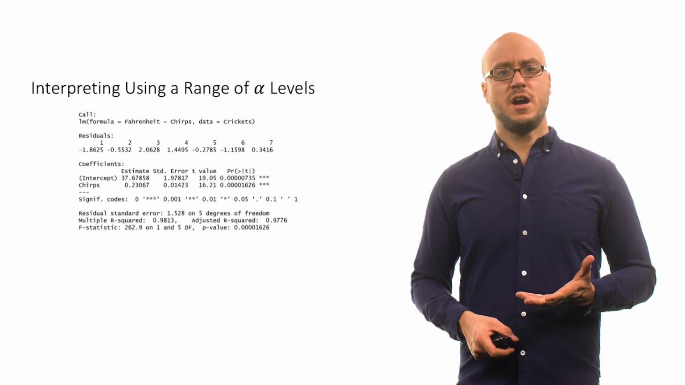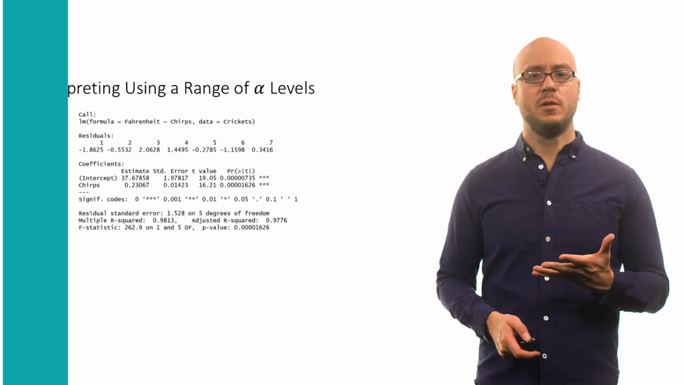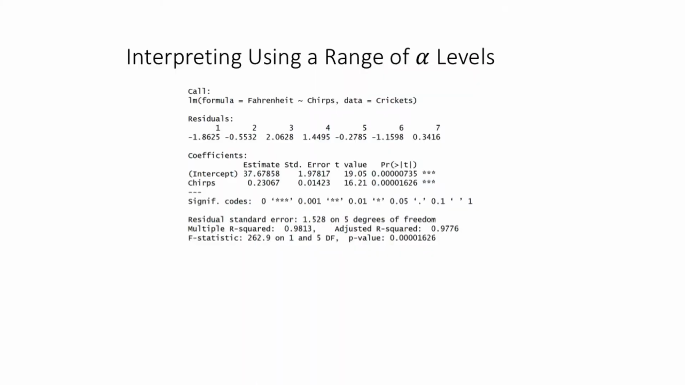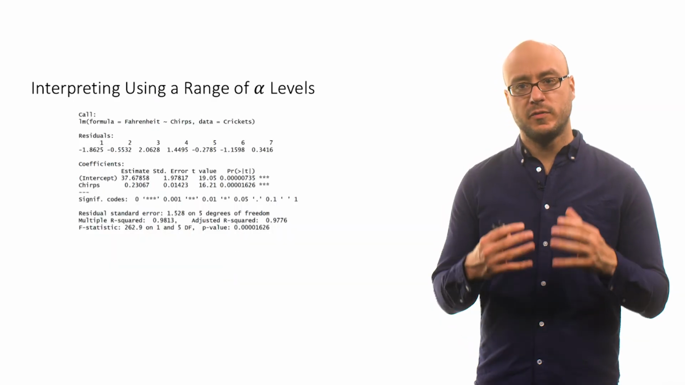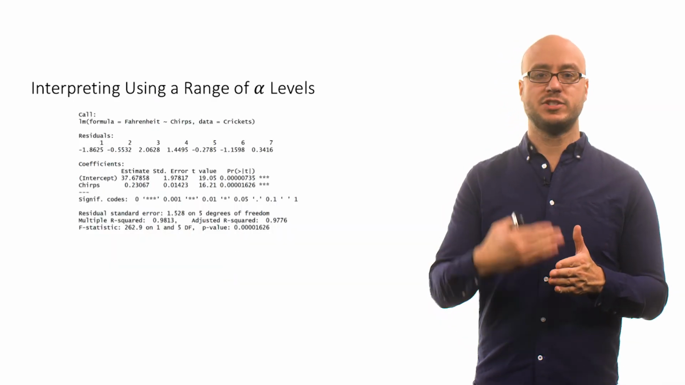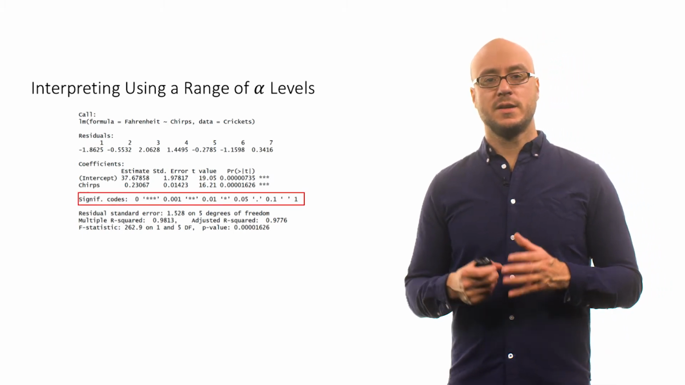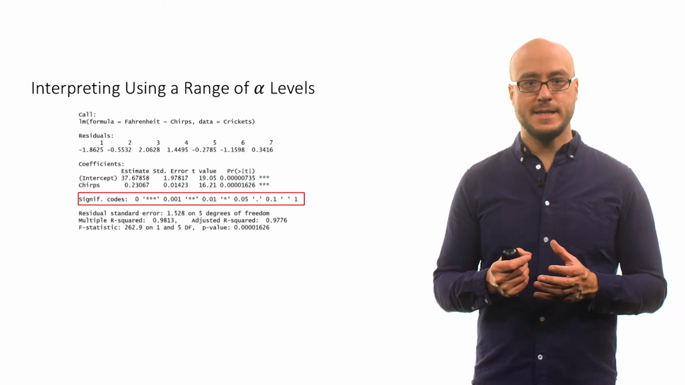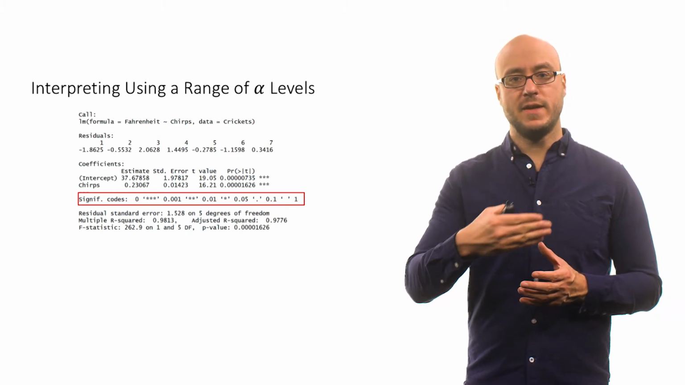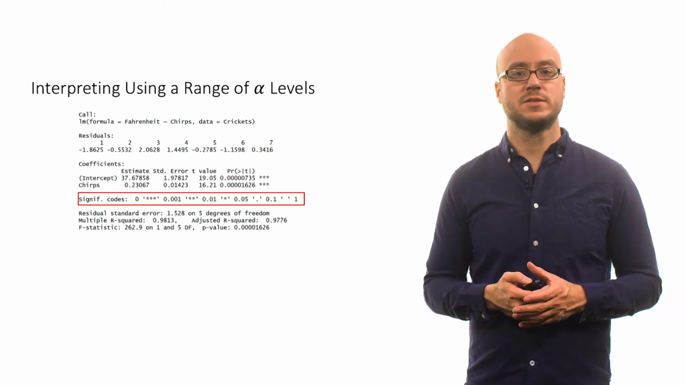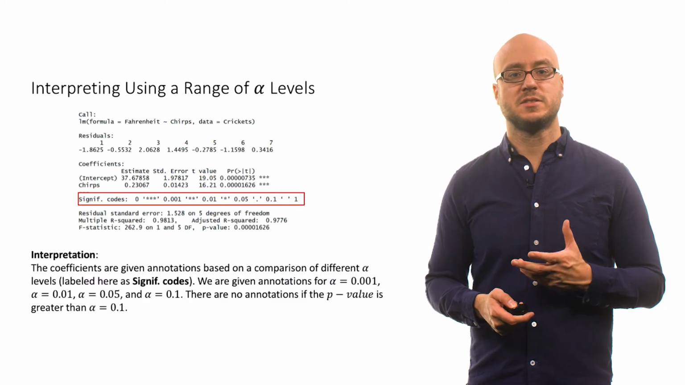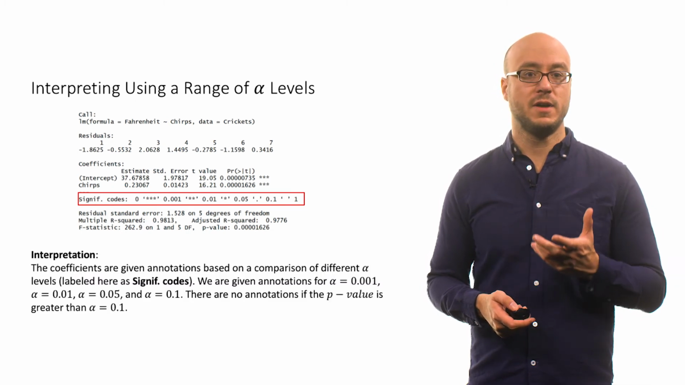Now, the statistical software gives us additional output. These are these little asterisks, sometimes called stars. This is a guide for interpreting the output using a range of alpha levels. So far in this class, we've really focused on using the conventional level of alpha equals 0.05, but the nice thing about a p-value is that you can compare that p-value to a range of levels of alpha, and that's what the statistical software is doing for us right here.